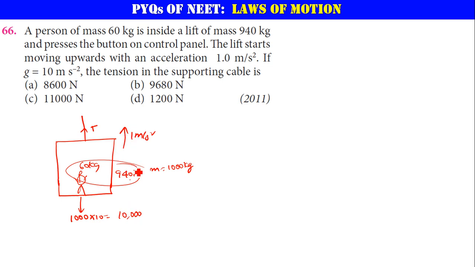Now since there is an acceleration, we can apply F net is equal to ma here. The tension is in the direction of acceleration, so plus T. 10,000 is in the opposite direction, is equal to mass times acceleration. Mass is 1000, acceleration is 1, so T is equal to 1000 plus 10,000, which is 11,000 newtons. He is asking about tension only. Very simple question, isn't it?